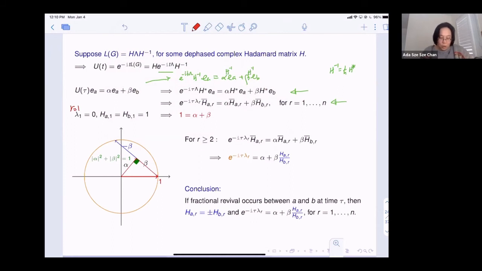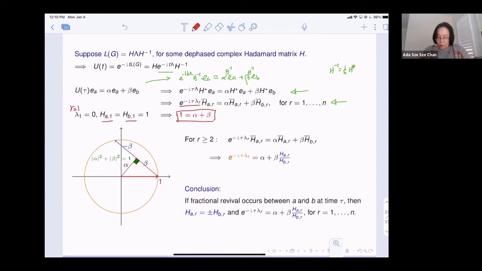Okay, so the Hadamard matrix is dephased, meaning that we assume the first column is the vector of all ones. So we have these numbers being 1. Then the first eigenvalue is 0. So that means that this number here is 1. Okay, so if I focus on R equals 1, then the equation that I get is 1 alpha plus beta equals 1. Okay, so this is what happens when R equals 1.